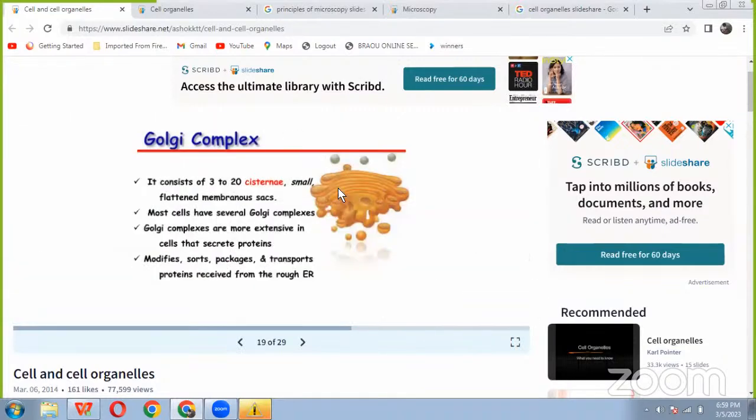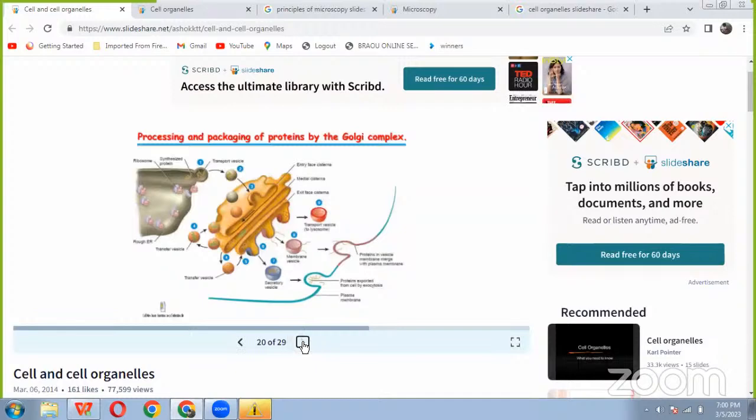Golgi complex. It consists of 3 to 20 cisternae, small flattened membrane sacs. The Golgi complex is more extensive in cells that secrete proteins. It modifies, sorts, and packages transport proteins received mainly from the rough ER. Golgi bodies do the processing and packaging of the proteins.